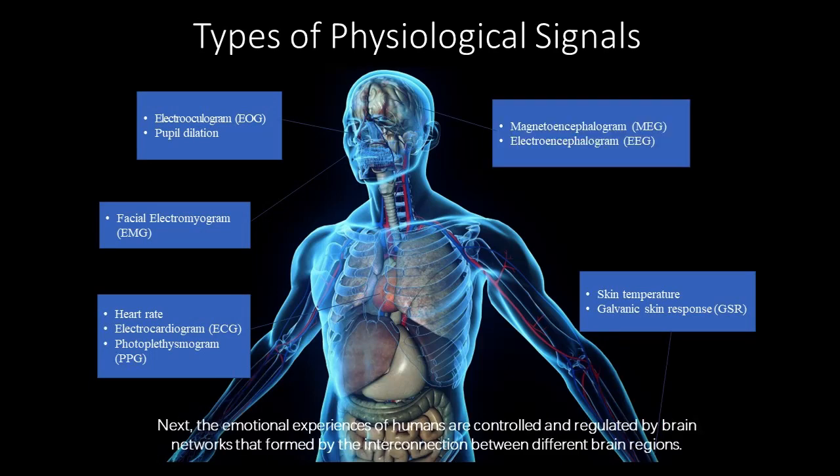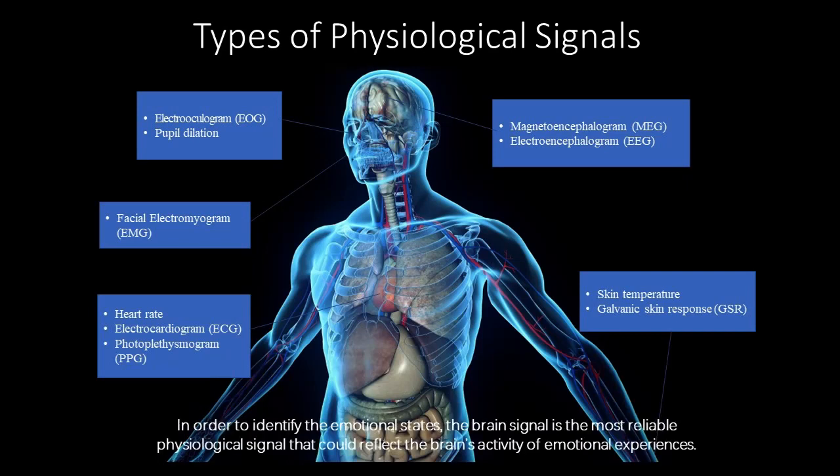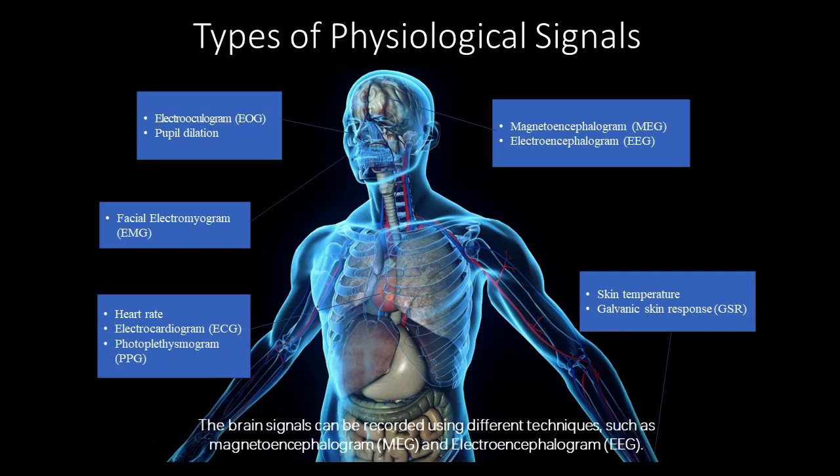Next, the emotional experiences of humans are controlled and regulated by brain networks that are formed by the interconnection between different brain regions. Meanwhile, the hypothalamus in the brain takes the role of controlling physiological activities. In order to identify the emotional states, the brain signal is the most reliable physiological signal that could reflect the brain's activity of emotional experiences. The brain signals can be recorded using different techniques, such as magnetoencephalogram, MEG, and electroencephalogram, EEG.